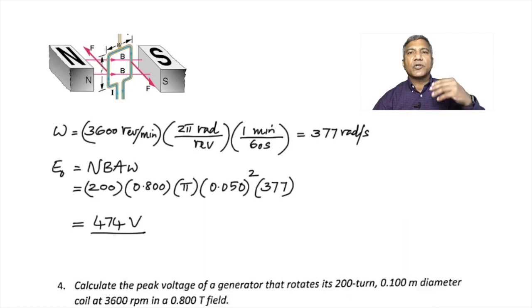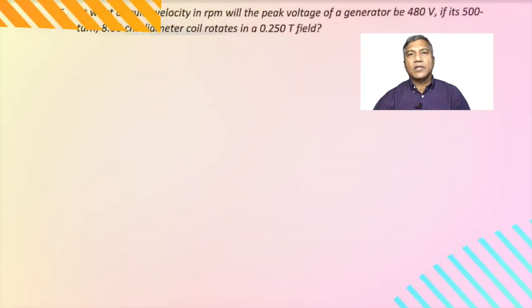So we see that if you increase the speed of rotation or increase the number of turns or the area, increase any of these 4 factors, the peak value of the EMF will increase.